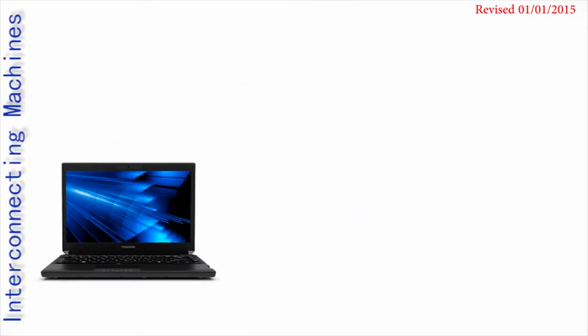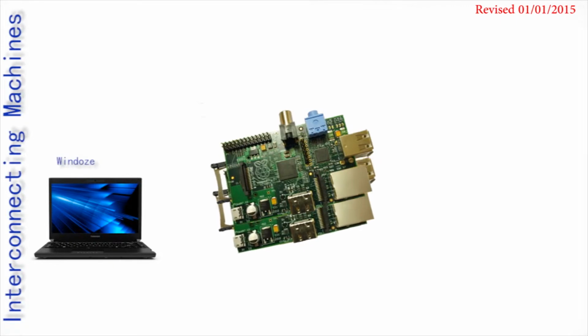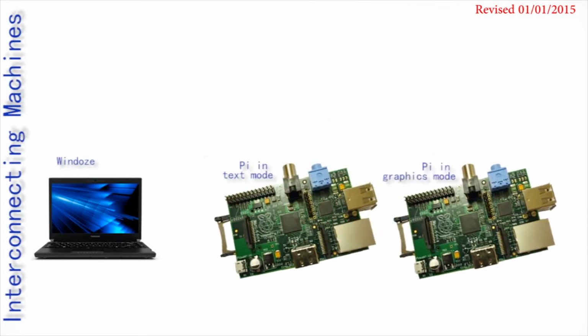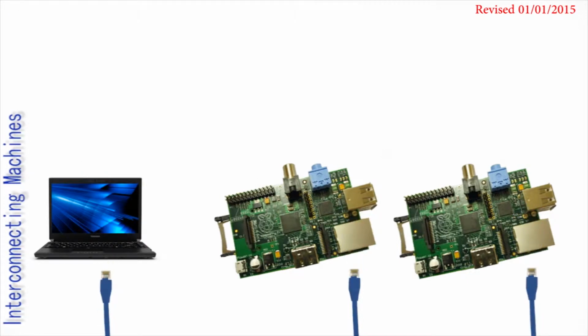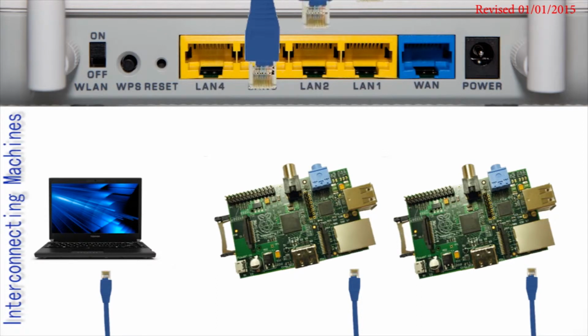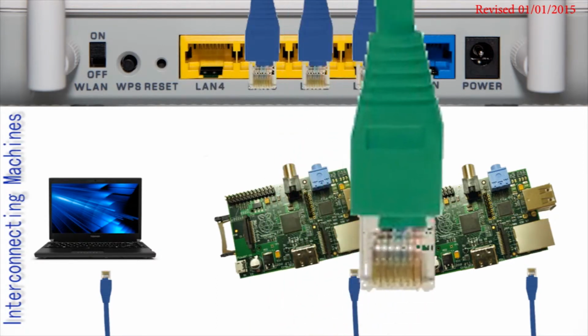First, we're going to interconnect three machines, a Windows device and two Raspberry Pis. One Pi will be in text mode and the other in graphics mode. We are then going to interconnect the three. Connect all of the network connections from each device to the gateway router, similar to the unit shown in the previous video. Add the connection to the internet.